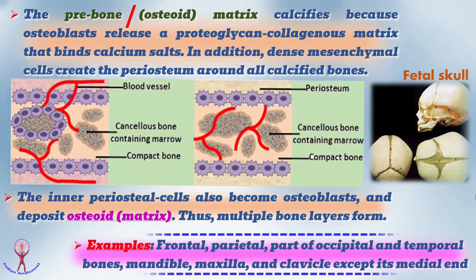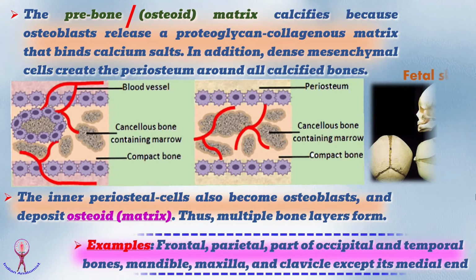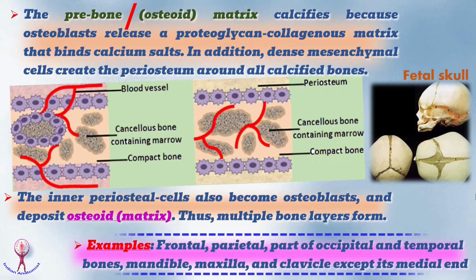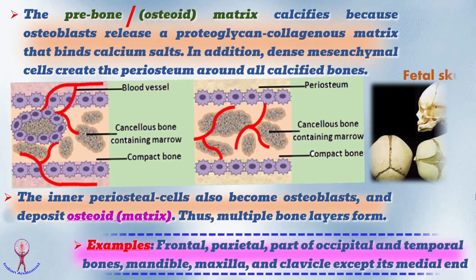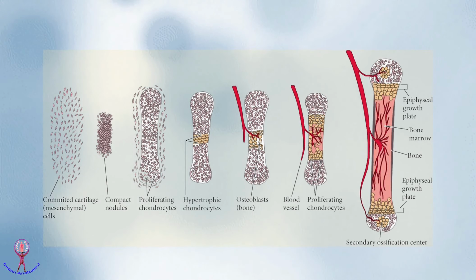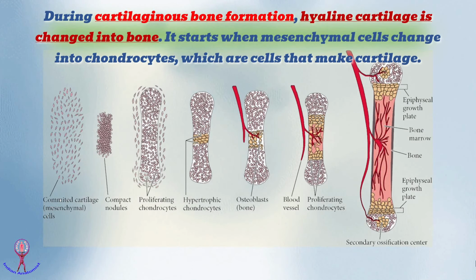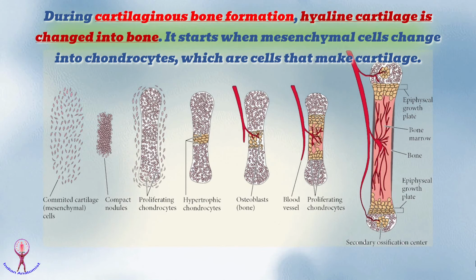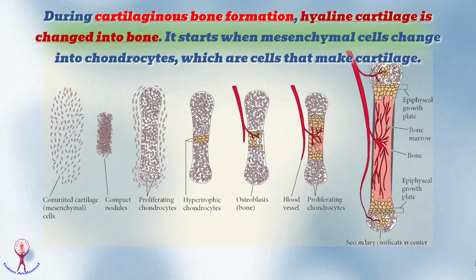Examples of membranous bones are frontal, parietal, part of occipital and temporal bones, mandible, maxilla, and clavicle except its medial end. What is cartilaginous bone? During cartilaginous bone formation, a hyaline cartilage model is changed into bone. It starts when mesenchymal cells change into chondrocytes, which are the cells that make cartilage.